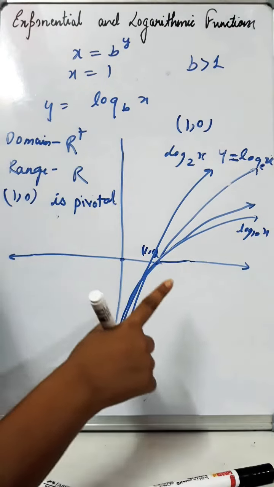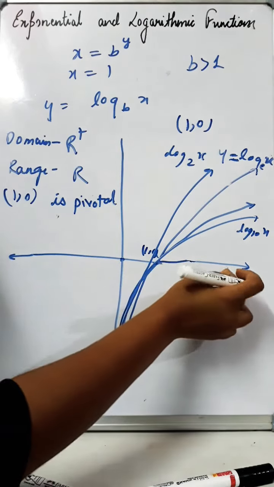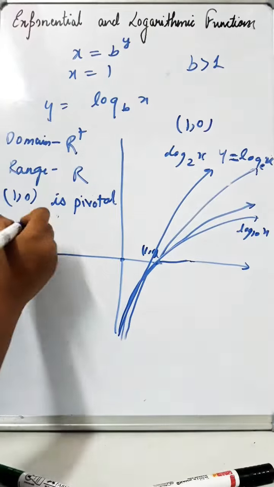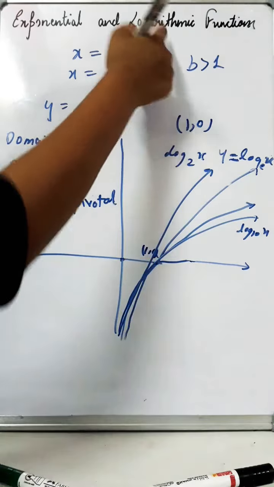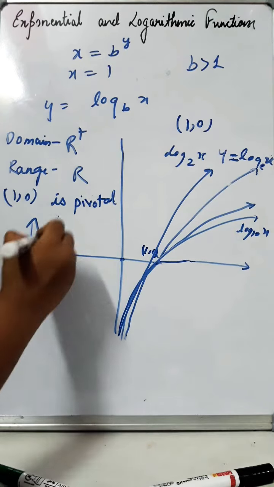And your graph function is always ever increasing. You go on increasing the value of x, the graph goes on increasing. So the graph of log function means the log function is an ever increasing function.